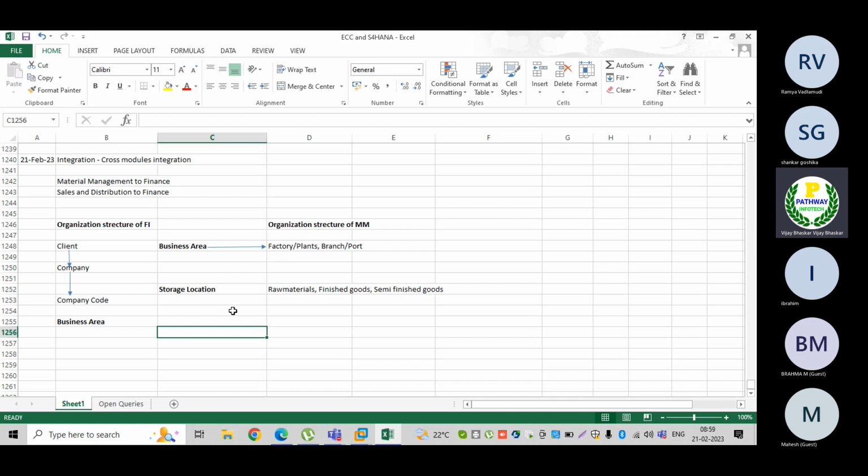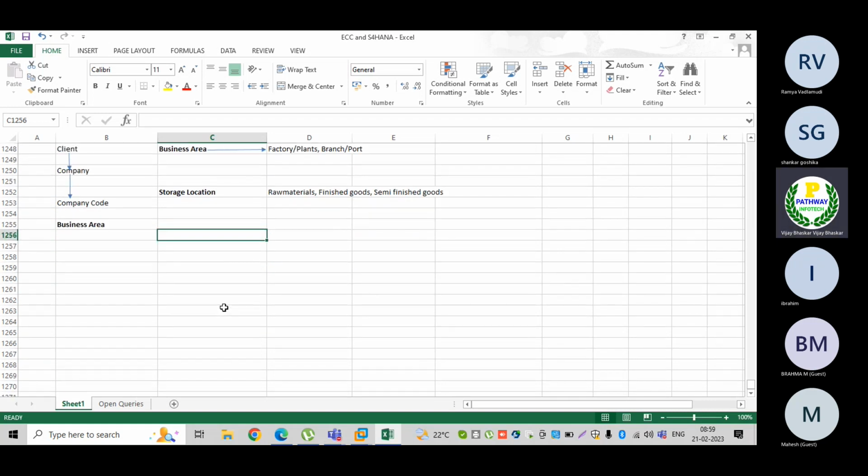Now let us assume I am manufacturing in Hyderabad, in our organization located in Hyderabad. What will happen once the manufacturing is done? Then we have to ship those products to the Mumbai port, let us assume.